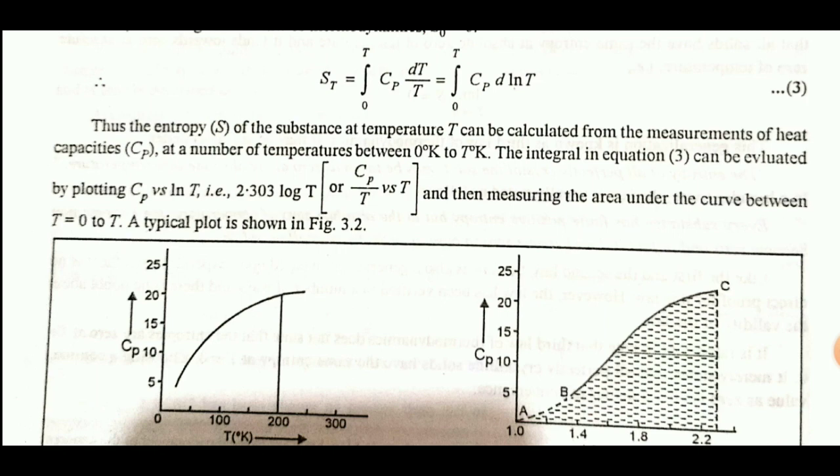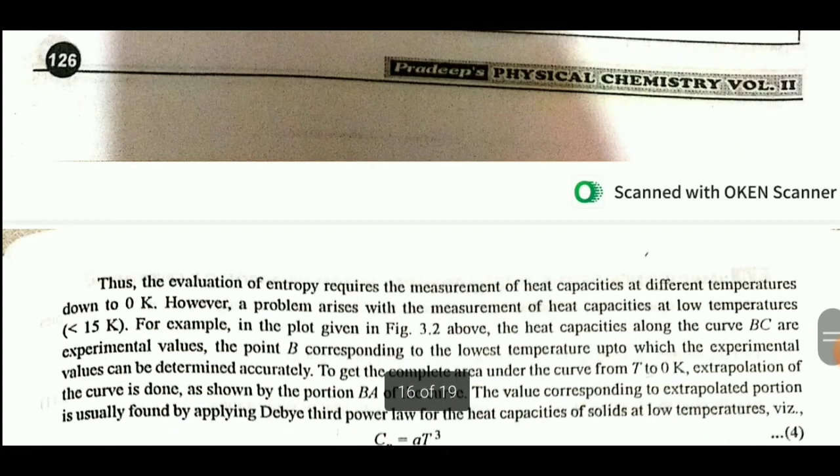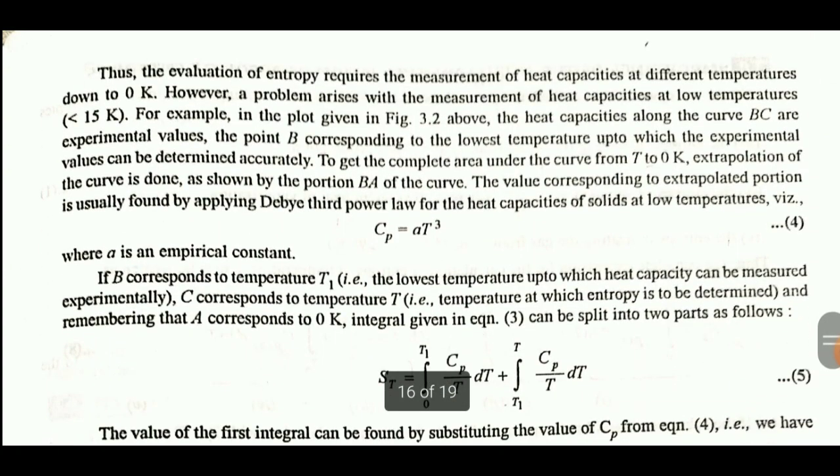The integral in equation 3 can be evaluated by plotting Cp versus ln T, that is 2.303 log T, or Cp upon T versus T, and then measuring the area under the curve between T equal to 0 to T. A typical plot is shown in figure 3.2. Thus, the evaluation of entropy requires the measurement of heat capacities at different temperatures down to 0 K.